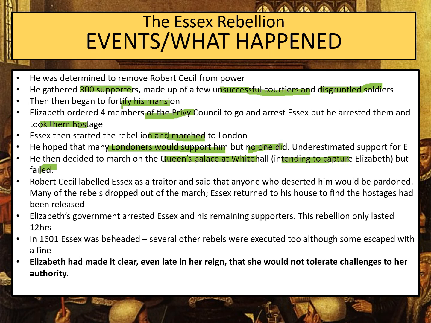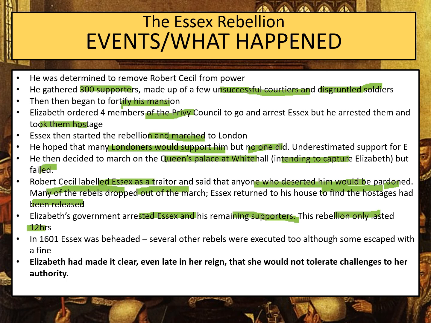Robert Cecil decided to label Essex as a traitor and cleverly said that anybody that deserted him would be pardoned. That meant that many of the rebels that had been part of it from the beginning decided to drop out of the march, knowing that it wasn't going to be successful. Essex then returned to his house to find that the hostages had been released, and so he'd lost the only power that he had.